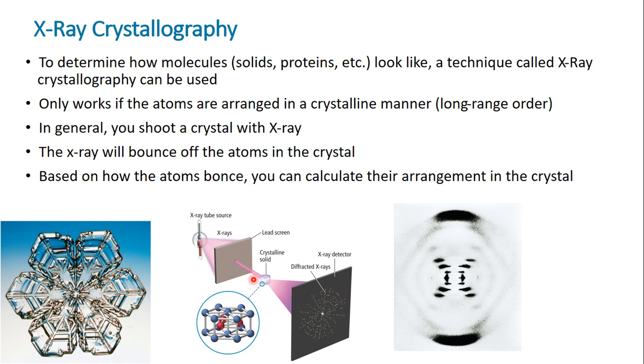Based on how the light bounces off, we can use a computer and determine, okay, if I get a diffraction pattern that looks like this, the crystal must have looked like this. And this is actually how we discovered, or one of the ways we discovered, that DNA is a double helix. Here is the diffraction pattern of DNA, and an X-ray crystallographer can look at this and easily determine, oh, this has a helix structure.